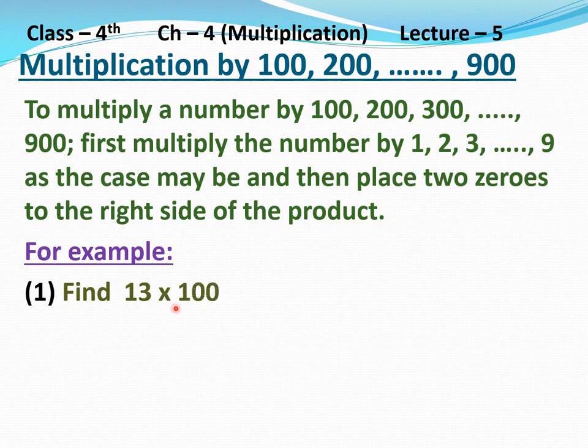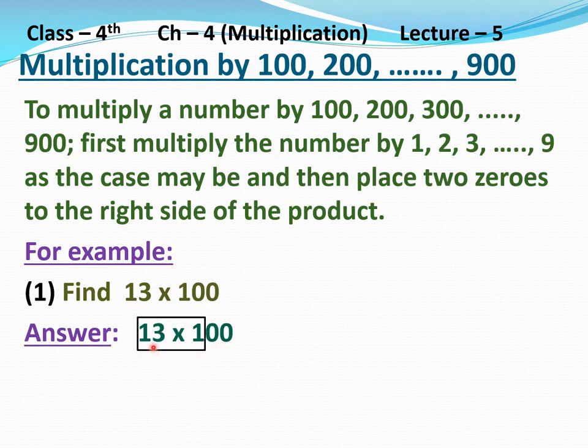Find 13 multiply 100. See, write answer 13 multiply 100. First multiply 13 by 1. Okay, see 13 multiply 1 equal to 13 and then place 2 zeros to the right side of the product. So answer will be 1300. Clear? 13 multiply 100 equal to 1300.